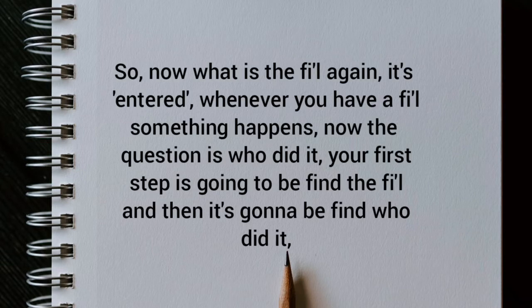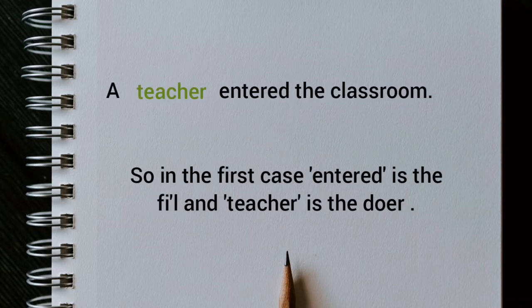So now what is the fi'l again? It's entered. Whenever you have a fi'l, something happens. Now the question is, who did it? Your first step is gonna be find the fi'l, and then find who did it. So in the first case, entered is the fi'l and teacher is the doer.